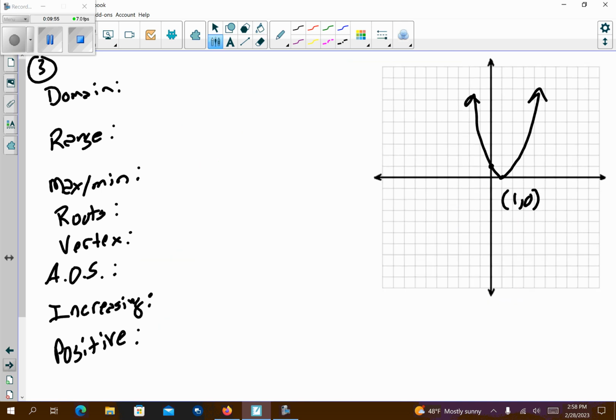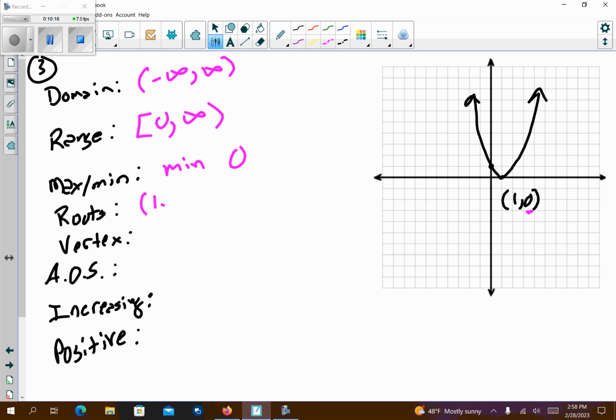All right, problem number 3, the domain, negative to positive infinity. Range, we're going to use the y value. So the range is going to go from hard bracket 0 to infinity because it's opening up. My vertex is at a minimum. It's the lowest part. So what's my y value? 0.